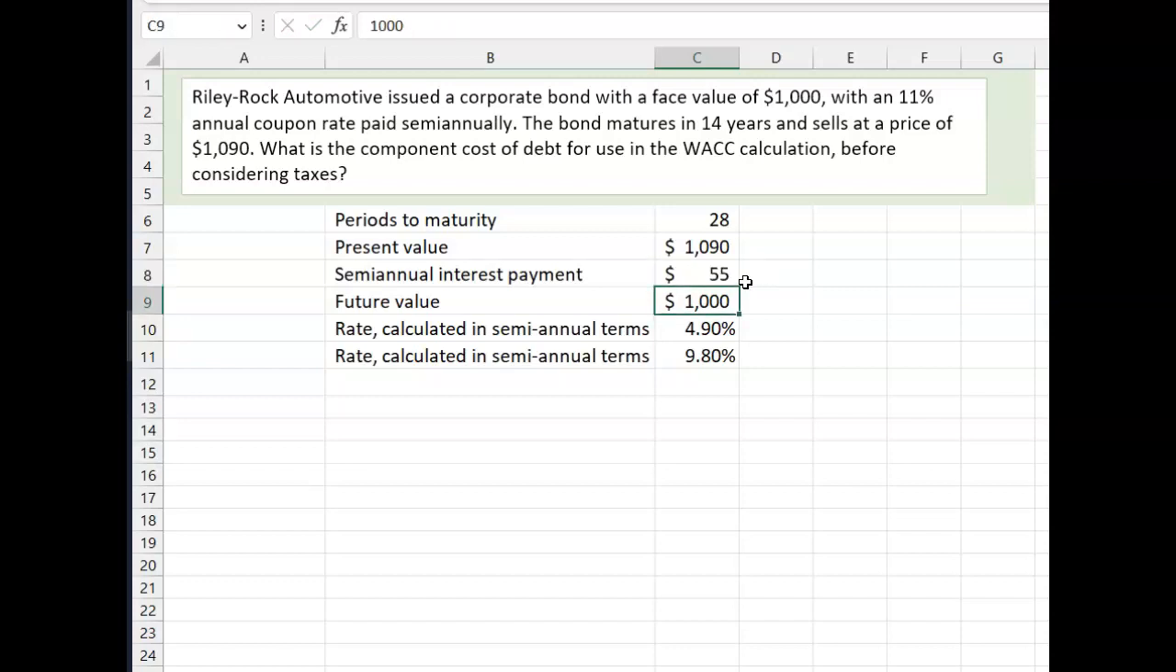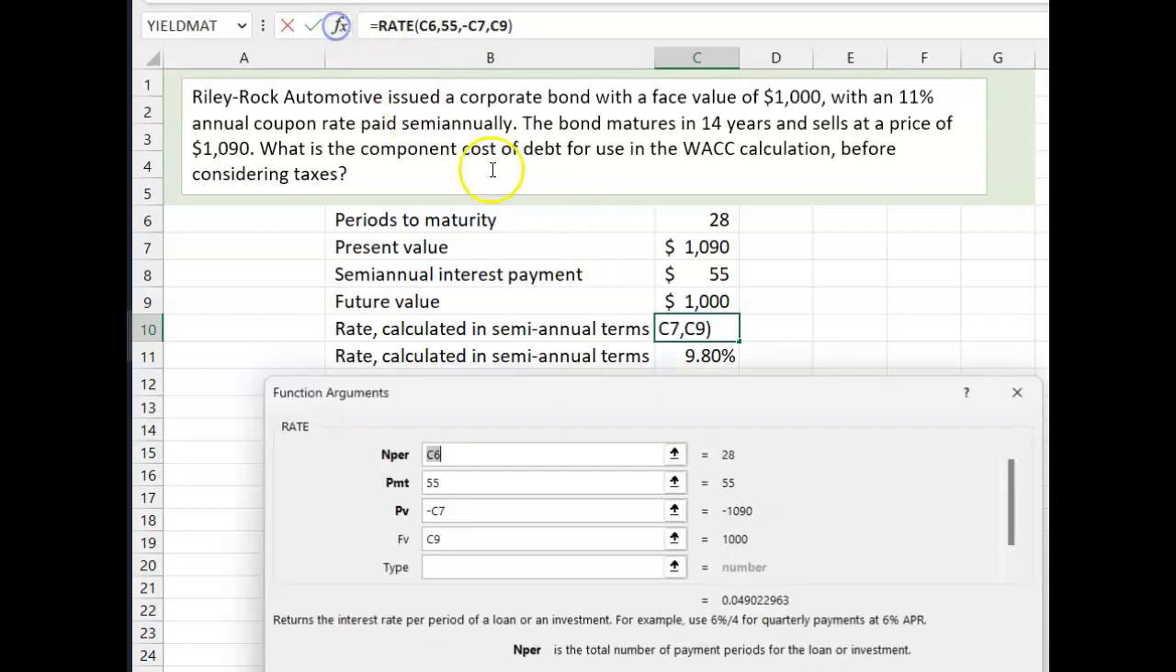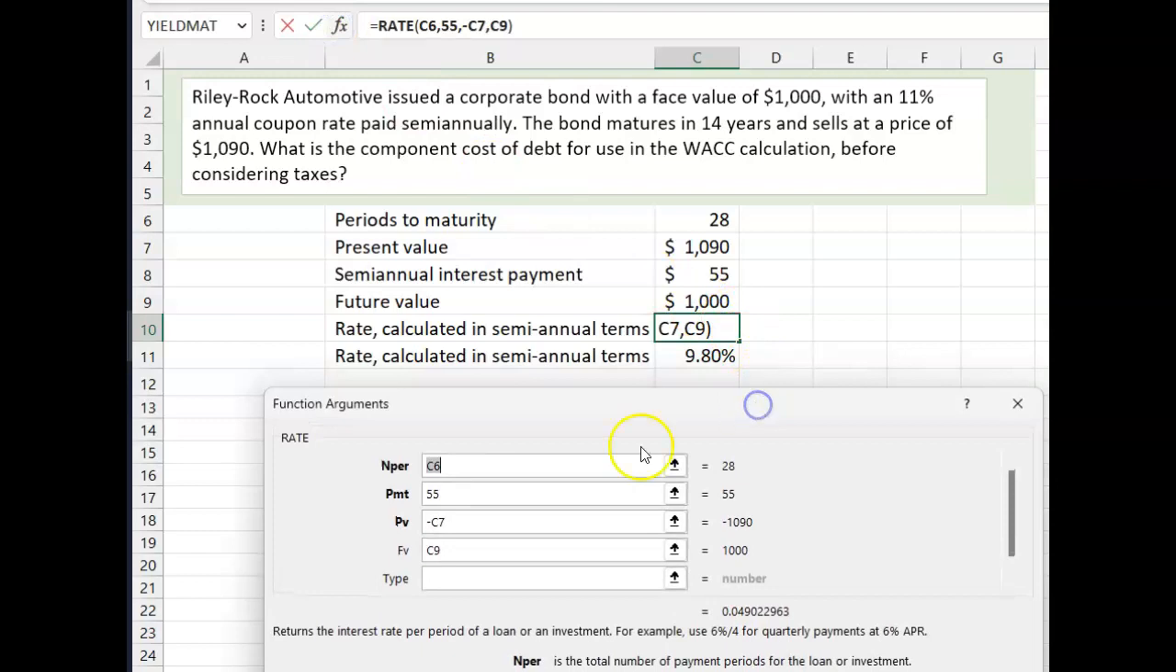Now, what's the future value? $1,000. They tell us the face value is $1,000. That's what we'll get in 28 periods or 14 years. All right. So let's do the calculation in terms of semi-annual terms. Now, to do this, we use the rate function, and let me call this up so you can see how we did the calculations.